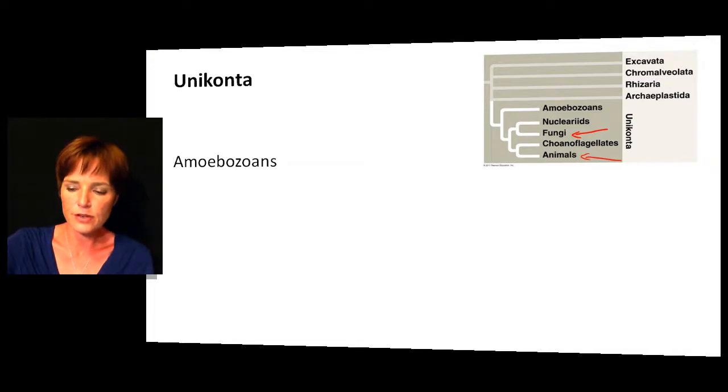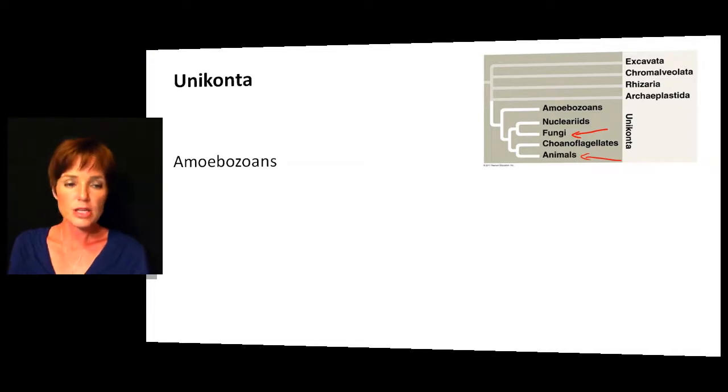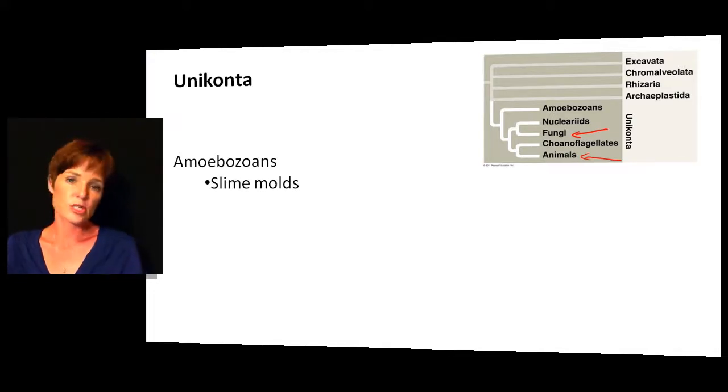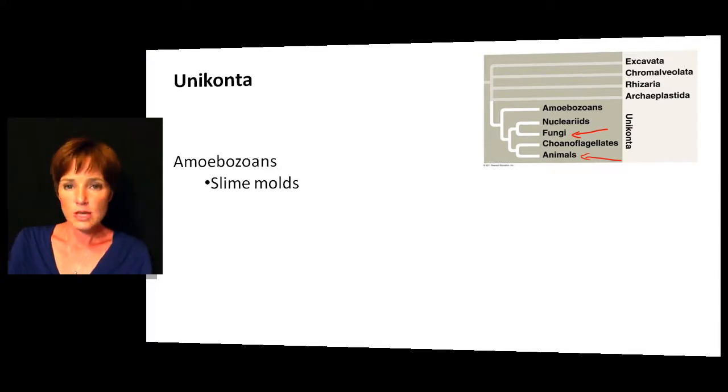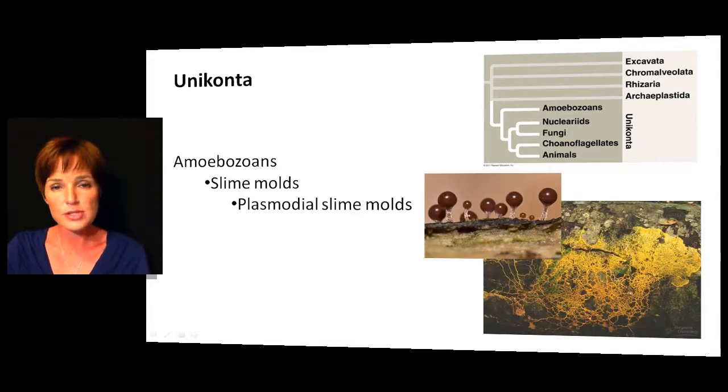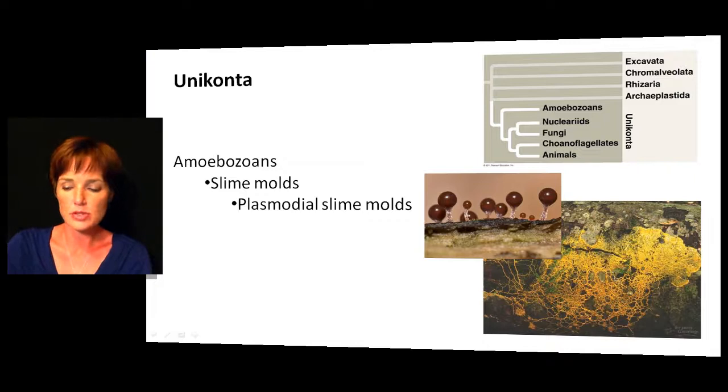So if we look at the first one, the amoebozoans. The amoebozoans have a couple different groupings within them, and the first one are the slime molds. The slime molds, due to some convergent evolution, tend to look like fungi, and these can be divided into two different groups. We have what's called the plasmodial slime molds, and then we're also going to have the cellular slime molds.